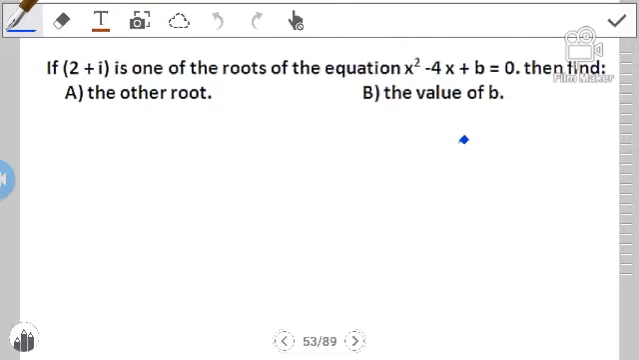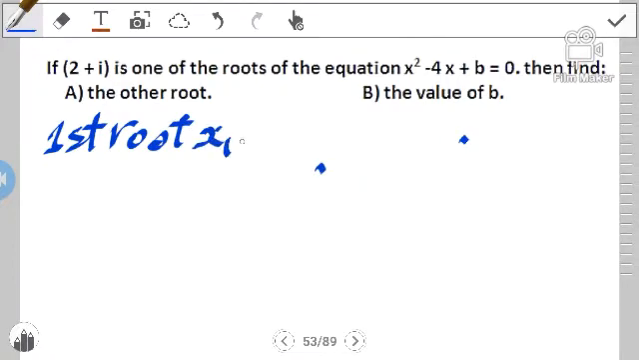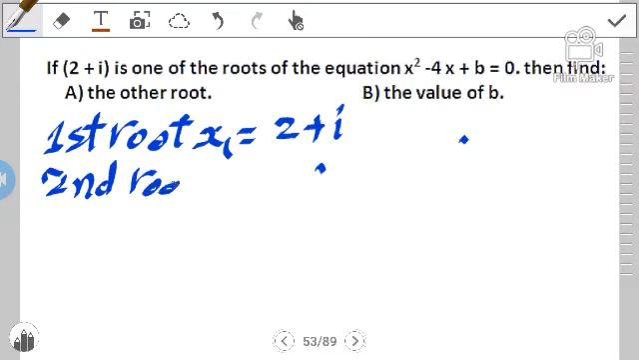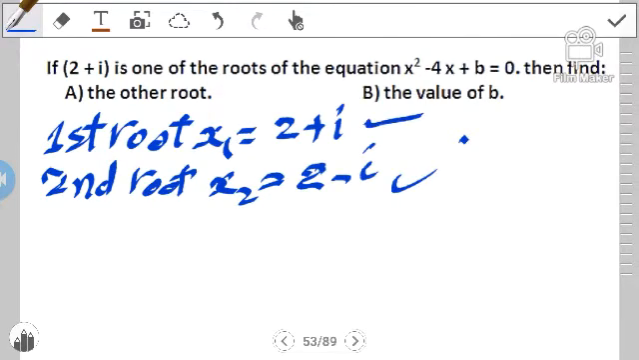أوكي طيب يبقى في الحالة بتاعتنا if the first root is equal اللي هو x1 بتاعتنا اللي كانت بتطلع على الكالكوليتر هي 2 + i، يبقى the second root اللي هو x2 is equal to 2 - i. تمام كده؟ أقدر أعرف كده the other root على طول.